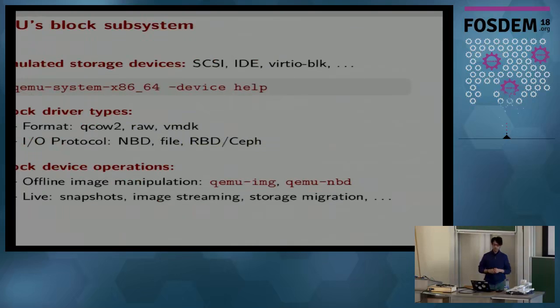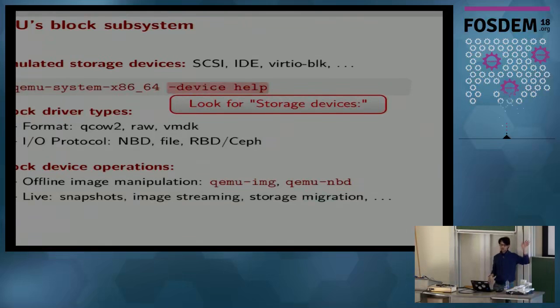QEMU's block subsystem offers a bunch of things. To begin with, guest-visible emulated storage devices like your SCSI, IDE, or para-virtualized drivers, where the guest knows that it is being virtualized, like virtio-scsi or virtio-blk. If you run that command on top, and you look for the storage devices section, you see different kinds of devices that QEMU has to offer. So that shows you a nice picture of all the devices it offers.